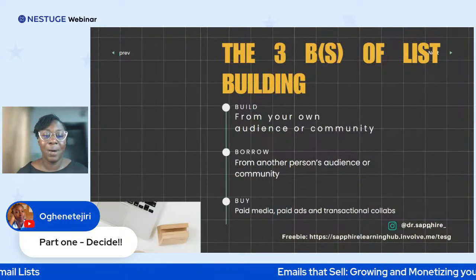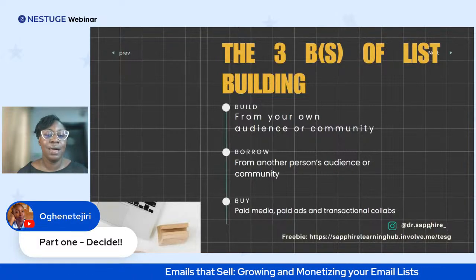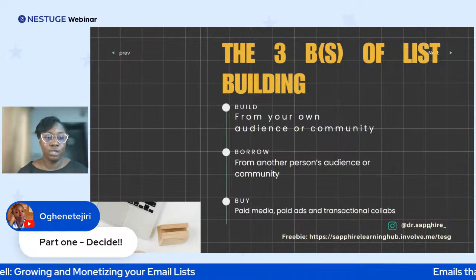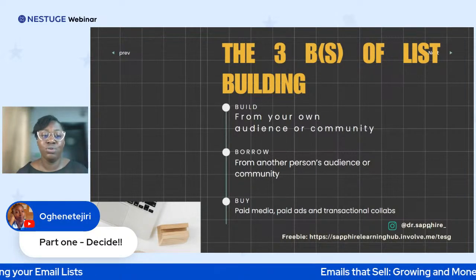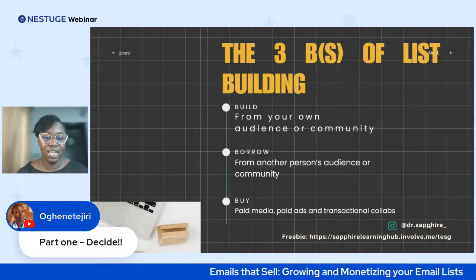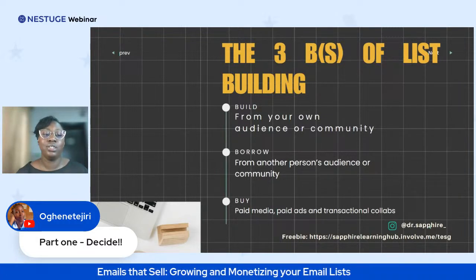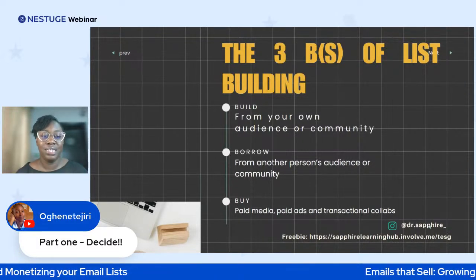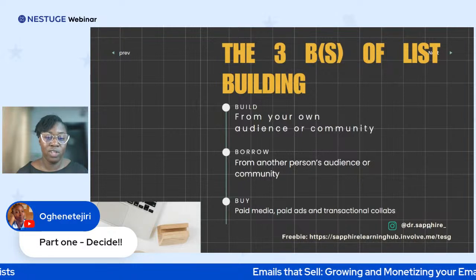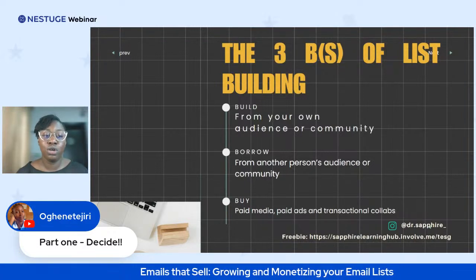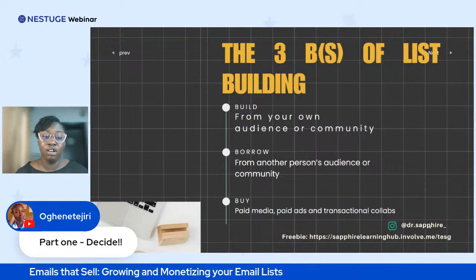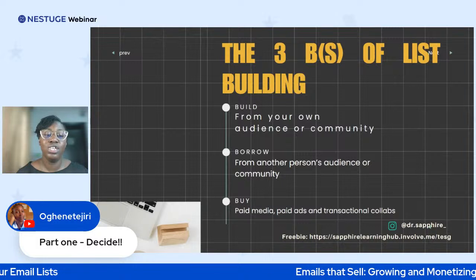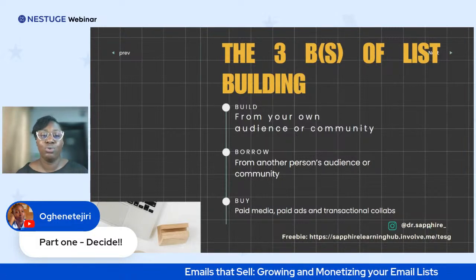And finally, buy. Now, this is when you're leveraging paid media, paid ads, sponsored ads, and transactional collaborations. So you're paying somebody to send an email to their list that drives people to your lead magnet. You're paying somebody for an ad slot in their list. You're paying Facebook to use Facebook ads. You're paying LinkedIn, Twitter for Twitter ads and all of that. You are doing sponsor collaborations on, say, Instagram with people who stand as brand partners, and what they're doing is the collaboration with the goal of getting their audience to sign up to your email list.